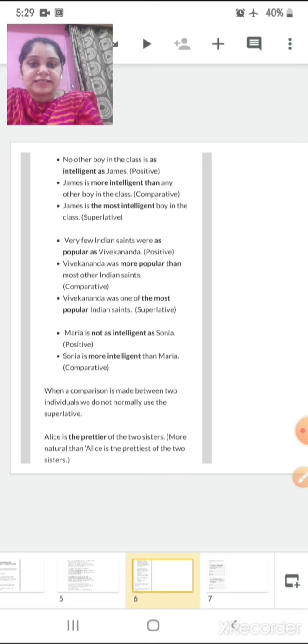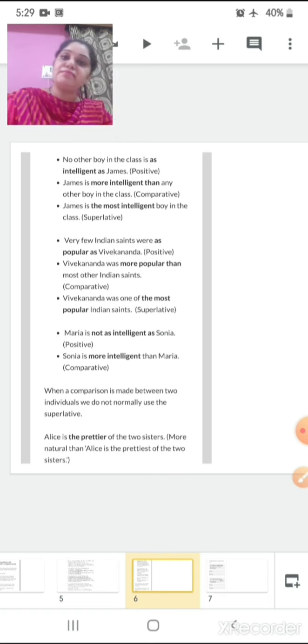Now, this is a little comparison worthy. Maria is not as intelligent as Sonia. This is a direct comparison, that she is not as intelligent as the other. So the comparative degree will be: Sonia is more intelligent than Maria.